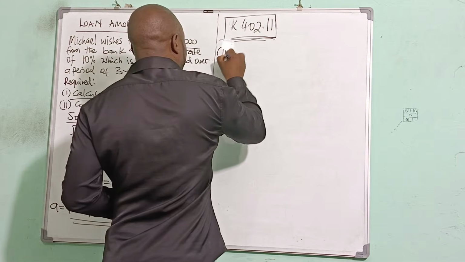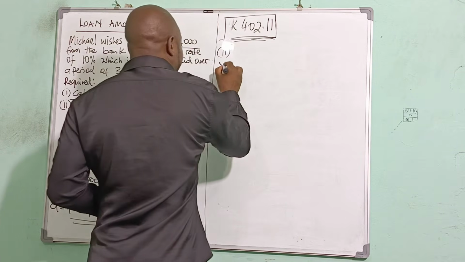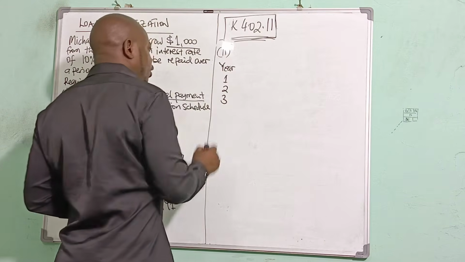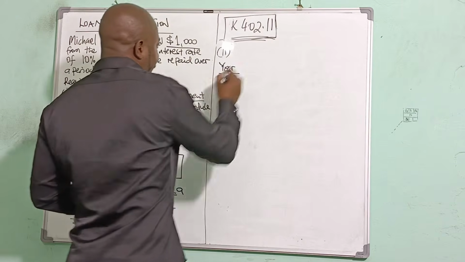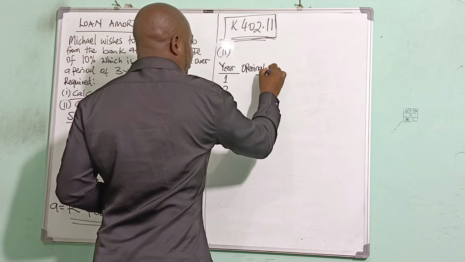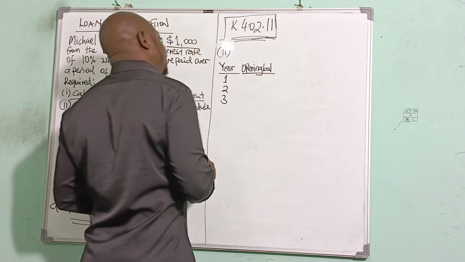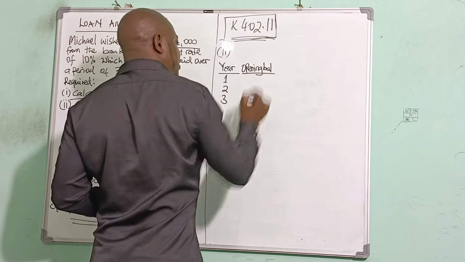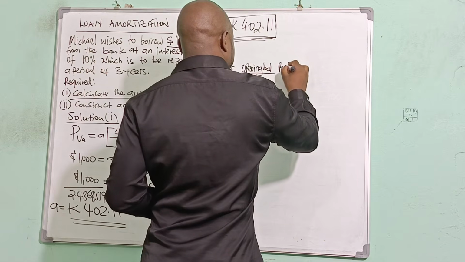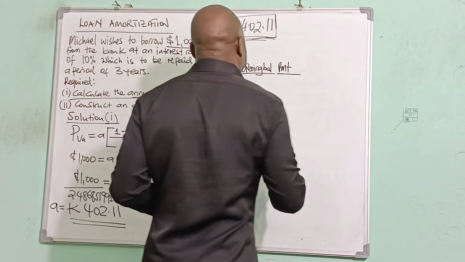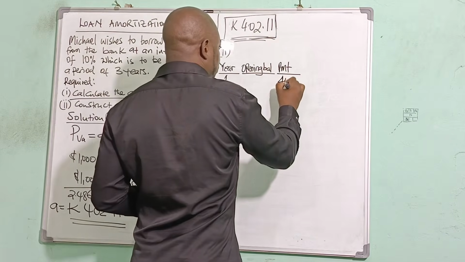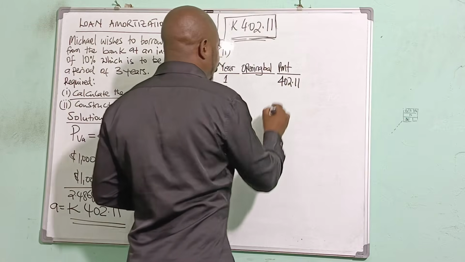Okay, now I'm on solution 2. Amortization, I'll start with year. It's for 3 years: year 1, year 2, year 3. Each and every loan has got an opening balance, and then we make payments. The payment we are talking about is the 402, which will not be changing, and I can put it across up to year 3.